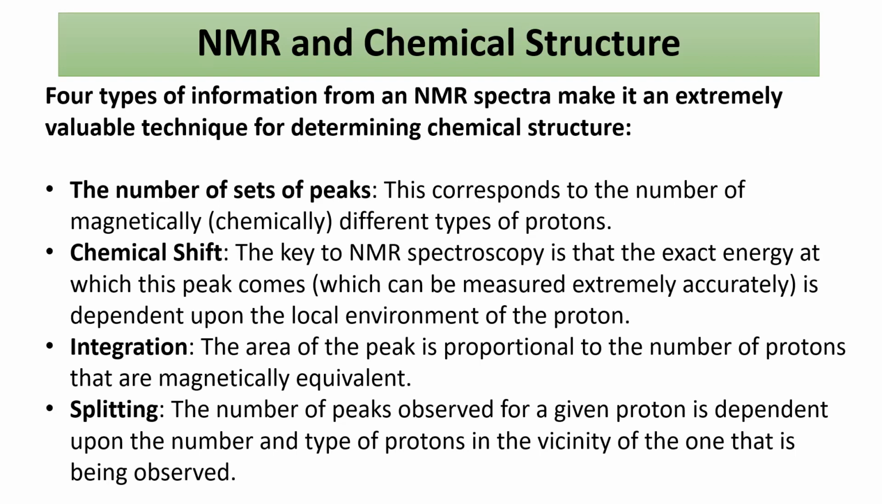The integration. The area of the peak is proportional to the number of protons that are magnetically equivalent. That means that for a specific chemical shift, the number of protons underneath is for that specific chemical shift. And I'm going to give you examples as we move forward.